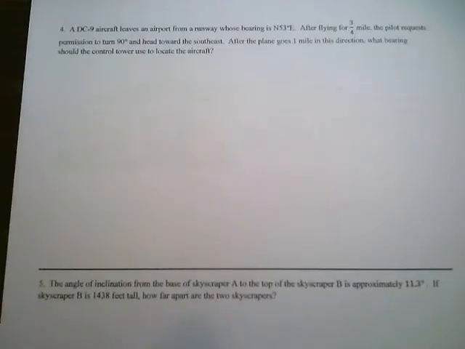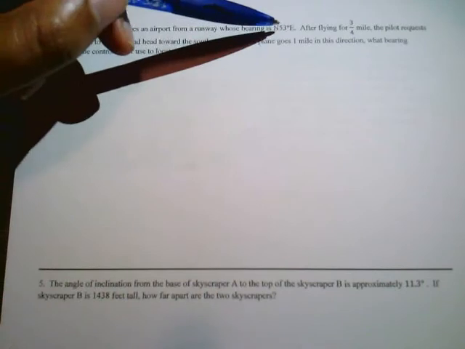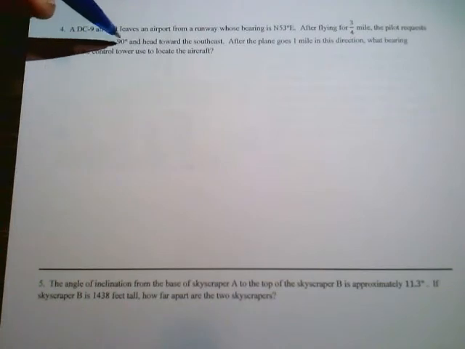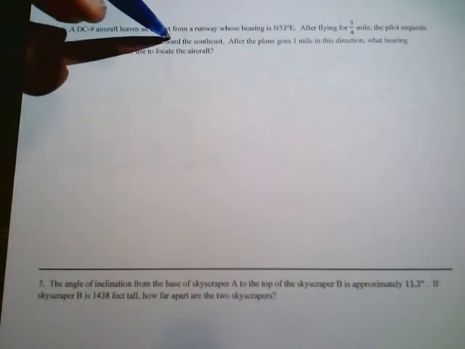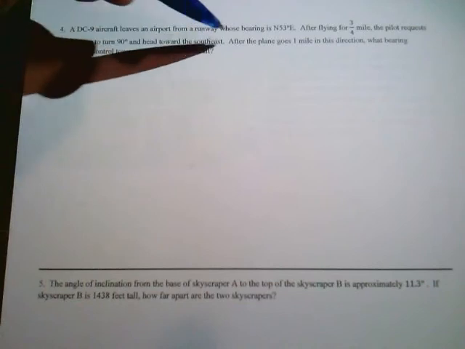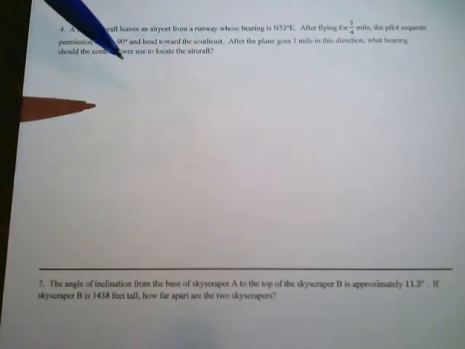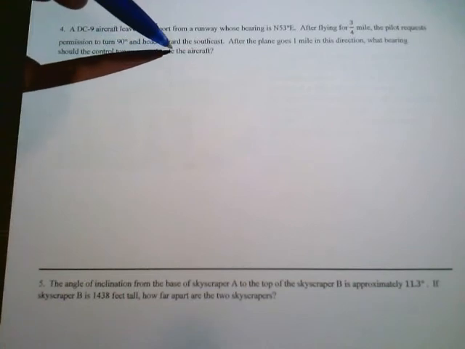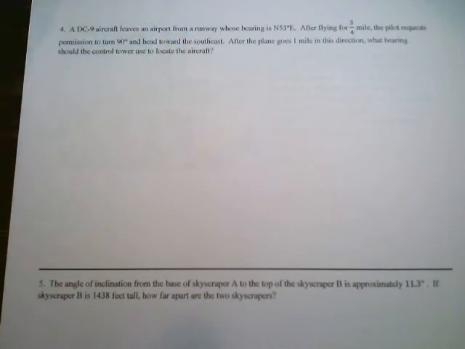So number 4 says a DC-9 aircraft leaves an airport from a runway whose bearing is north 53 degrees east. It flies for 3/4 of a mile. The pilot requests permission to turn 90 degrees and head toward the southeast. After the plane goes 1 mile in this direction, what bearing should the control tower use to locate the aircraft?